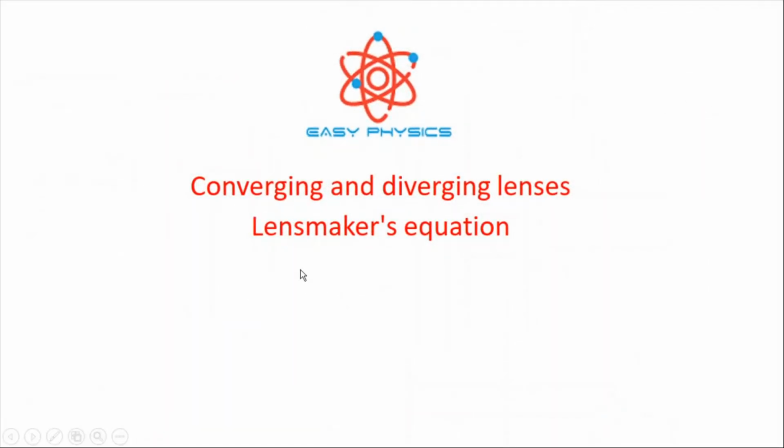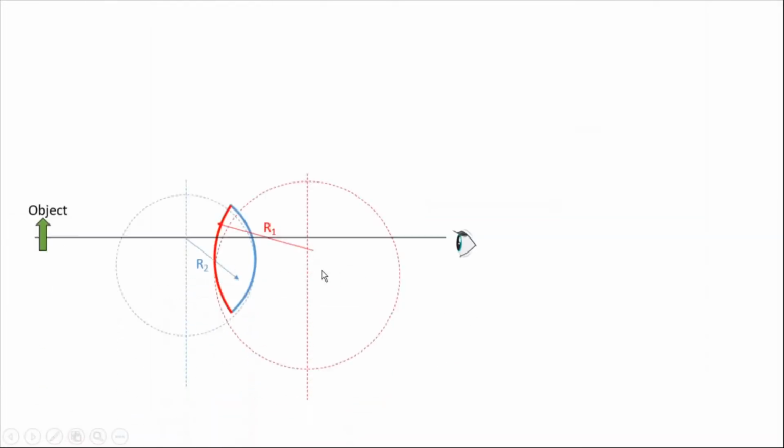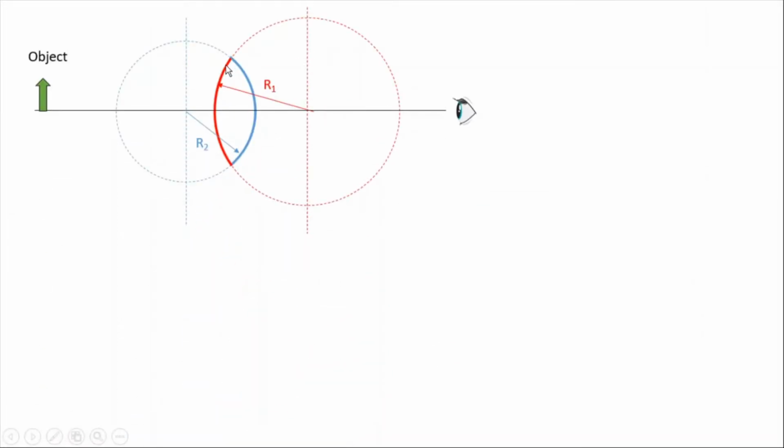Welcome to Easy Physics. In this lesson, we are going to look at Lensmaker's equation. Think of a lens. It has a curved surface, and another curved surface, with different radii of curvature, R1 and R2. What will be the focal length of such a lens?